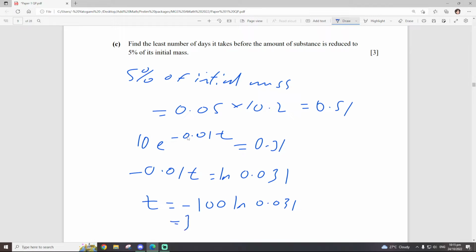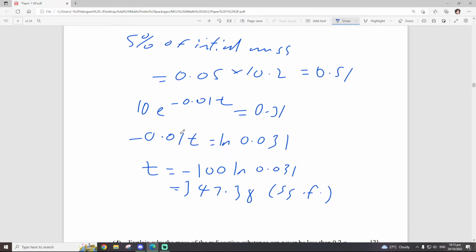You get 347.38 to 5 SF. So we're going to round up to the nearest day. So the least number of days will be rounded up to the next one, so 348.